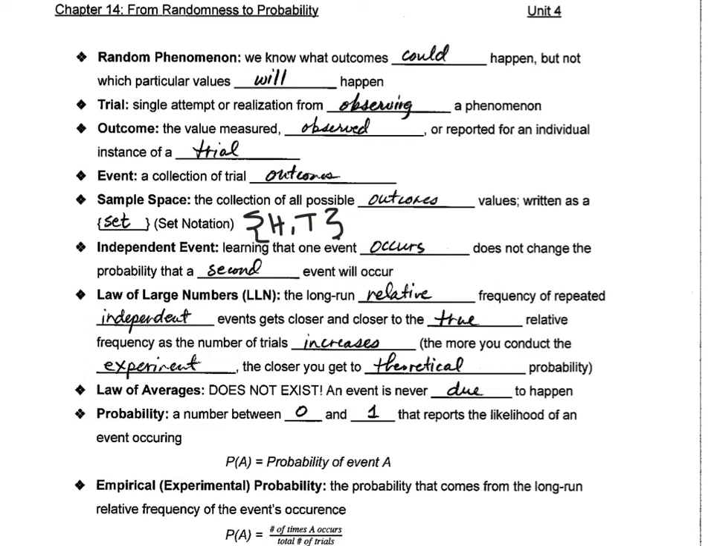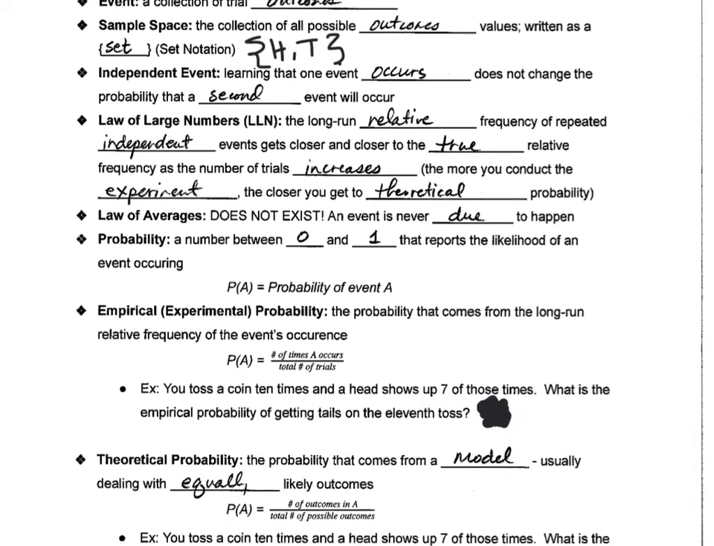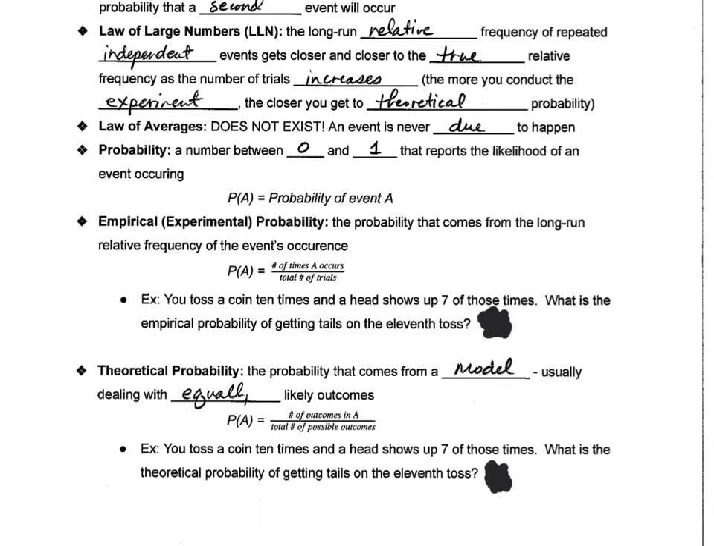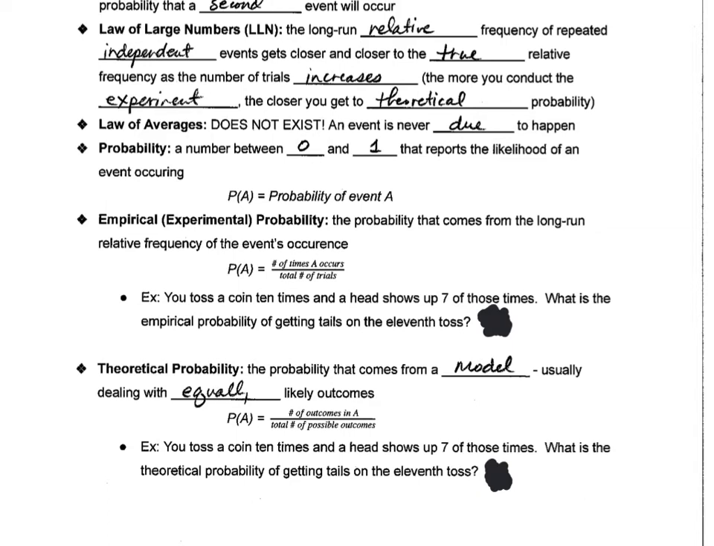All right, probability. This is an important part here. As we talk about probability, probability is a number between 0 and 1. That's a very important part. It reports the likelihood of an event occurring. It's always between 0 and 1. Probability will never be outside of those two numbers.